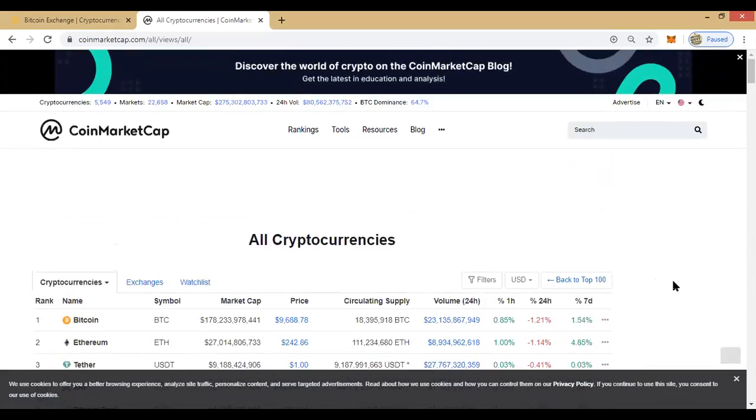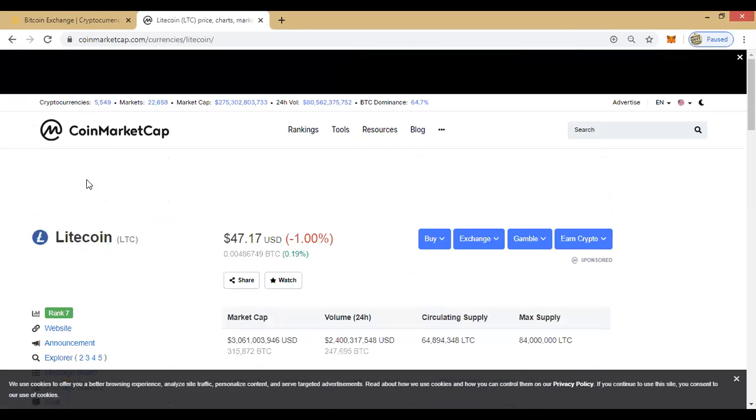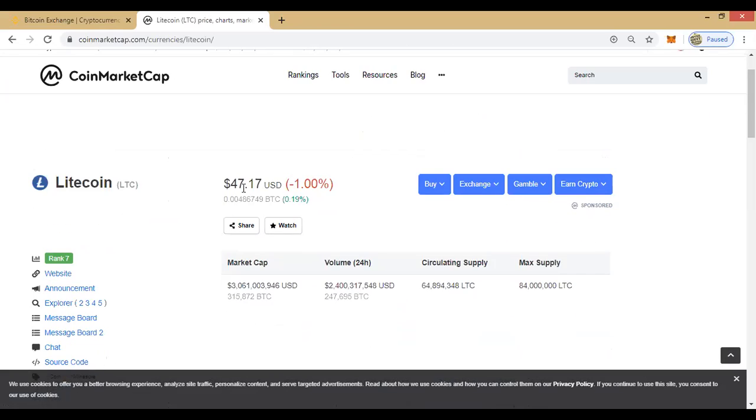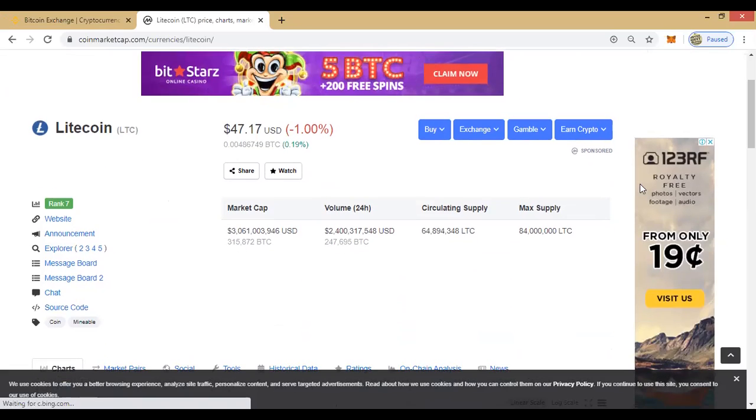Just as I said initially, when you see any coin here, you can go ahead to check the information about it, just as I'm trying to do right now. Maybe I want to trade Litecoin and I want to know more information about it. See, it has loaded. Here it tells me the price of Litecoin is around $47.17. That's the current price of it.